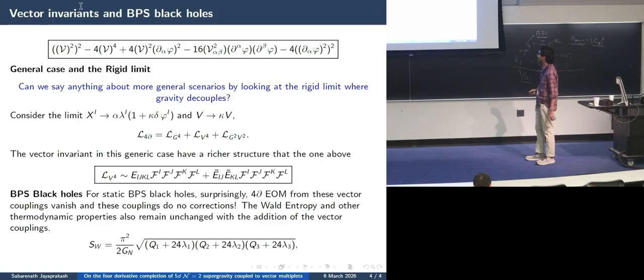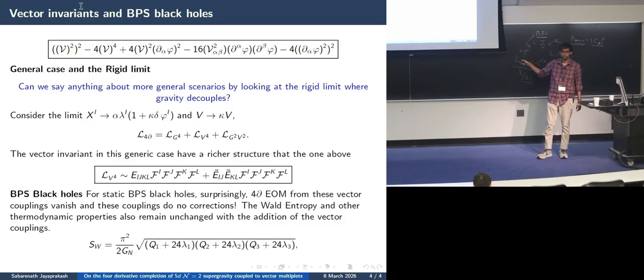We also looked at static BPS black hole solutions to all these models. Surprisingly, if the four-derivative completions differ only by these kinds of vector invariants, they share the same BPS solution. So vector invariants are not going to cause any further corrections to the BPS solutions, and hence all the thermodynamic properties remain the same. For example, the Wald entropy for any four-derivative correction to the STU model that involves gravity takes the usual form. And I will stop there, I guess.